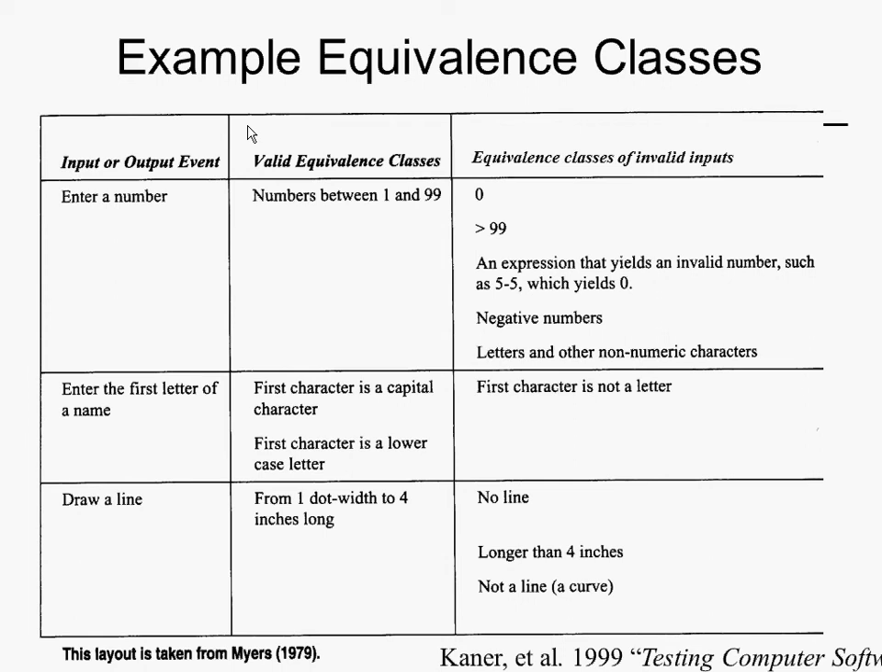Negative numbers here, we want to make sure. We want to give letters, other alphanumeric characters. It's a nasty world out there, folks. People misunderstand, they're malicious and try to do things. You want to be proactive and handle these things. Okay, so similarly, if you're asking for the first letter of the name, first character is a capital letter, first character is a lower case letter. Certainly in our culture, we want to check those things.